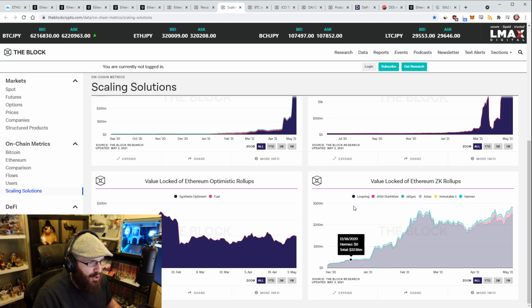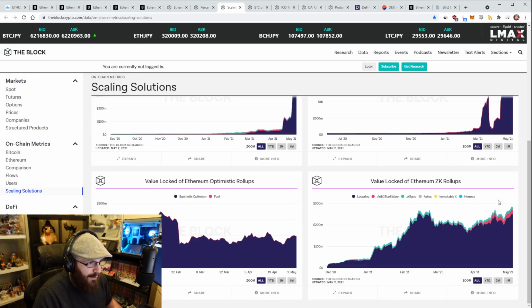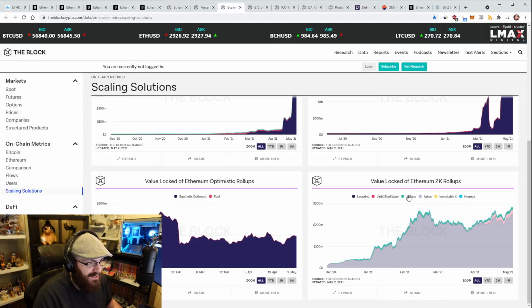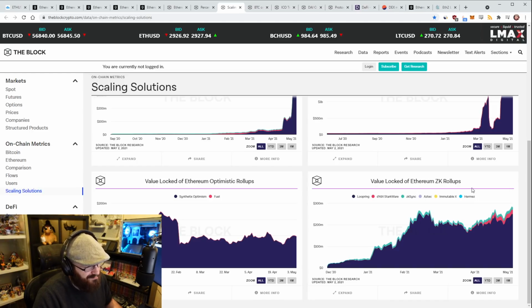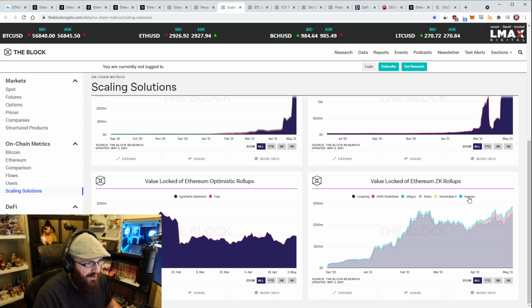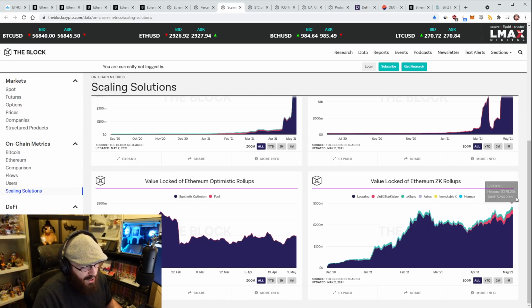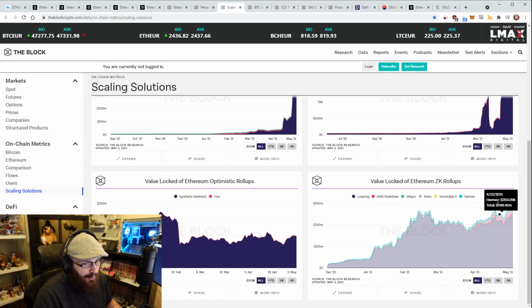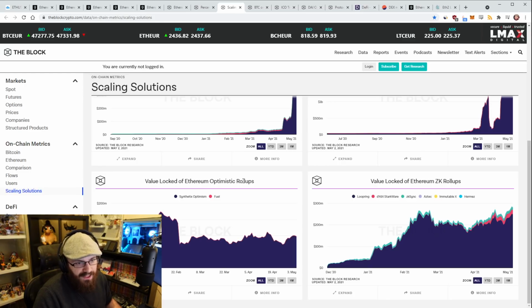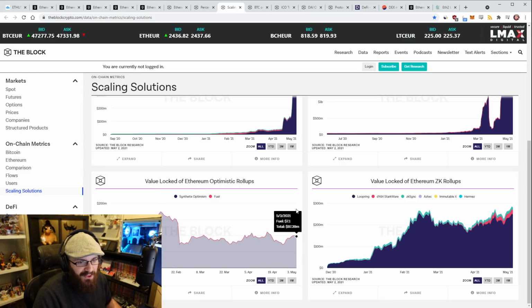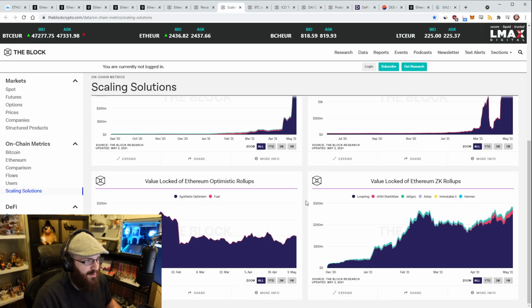So you can see, Loopring had dominance for quite a while here, but then StarkWare got released recently and they've been growing, and same with zkSync, which has been growing because of Gitcoin. Aztec, Immutable, and Hermez are relatively new, so they're kind of less here. But yeah, Loopring still dominates here. And then value locked in optimistic rollups. Obviously, Synthetix dominates because they're the only major app live on optimistic rollups here.